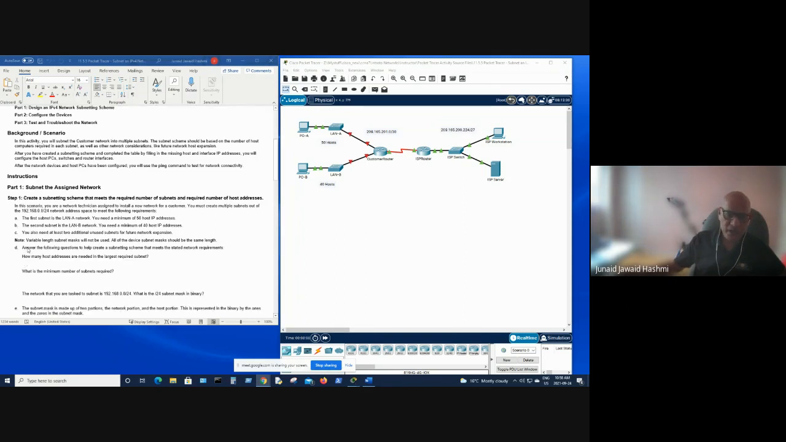So let's start answering this question. The following question: how to create a subnetting scheme that meets the stated network requirements. These are the network requirements, and this is how we're going to start subnetting. How many host addresses are needed in the largest subnet?